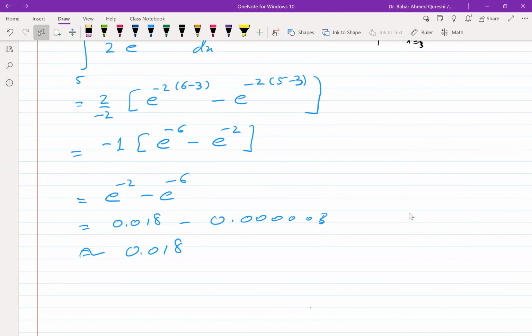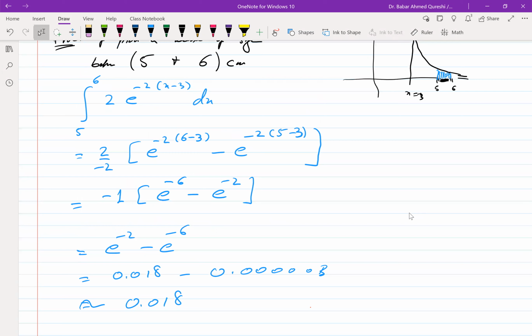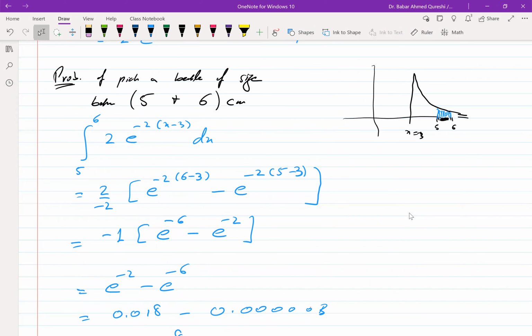Sir, e to the power minus 2x minus 3 was basically the function of the exponential. Yeah, exactly. It was the function. Okay, sir. And sir, you did not do plus c? Huh? Plus c. Like, when you have limits, then you don't do plus c. Oh, okay. Yes, you're fine. You're right.